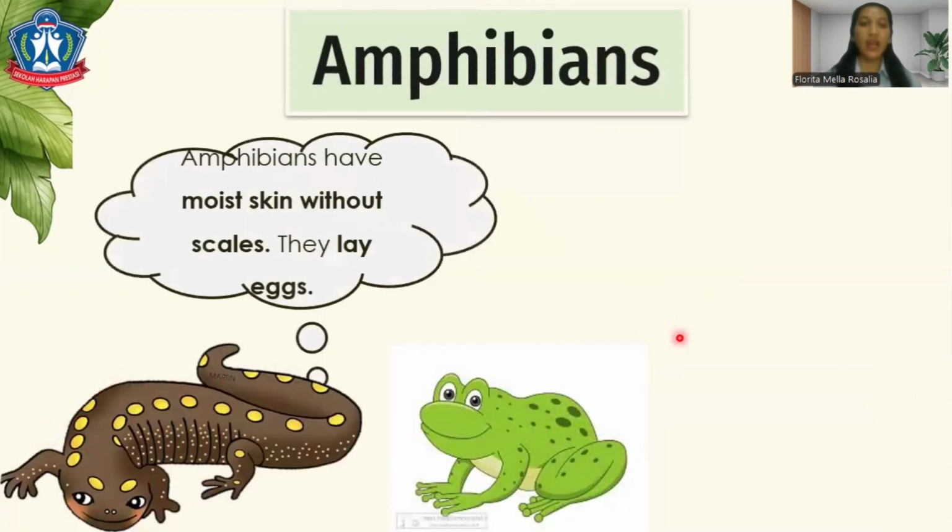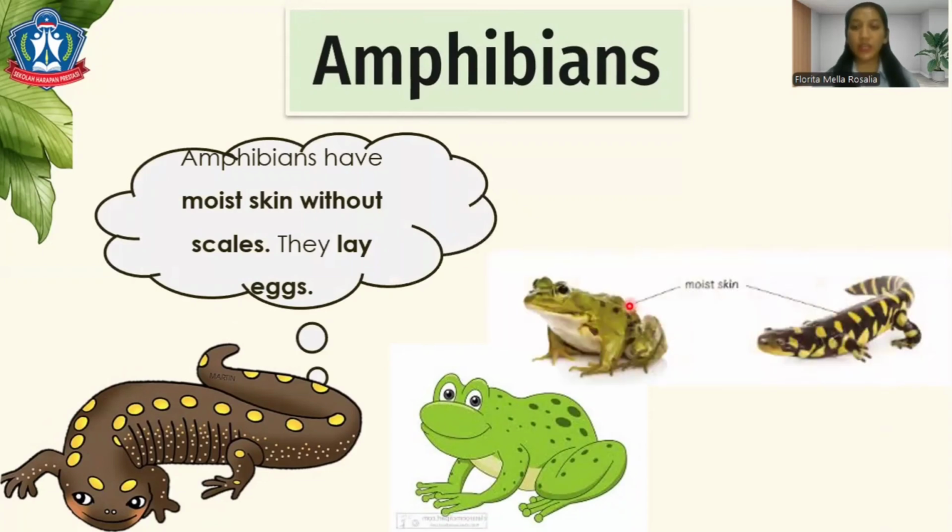Amphibians. Amphibians have moist skin without scales. They lay eggs. Look at the examples here, the frog and the salamander. They have moist skin.